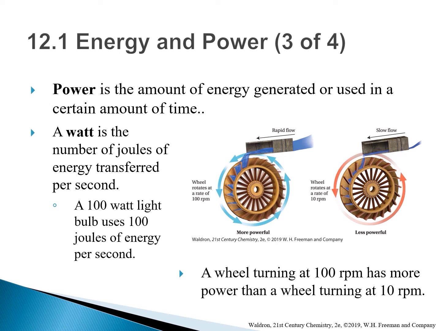Power is the amount of energy generated or used in a specific period of time. A wheel that rotates at a rate of 100 revolutions per minute has more power than a wheel that rotates at a rate of 10 revolutions per minute. The metric unit for power is the watt, designated with a capital letter W. A watt is the number of joules of energy transferred per second. For example, a 100-watt light bulb uses 100 joules of energy every second.